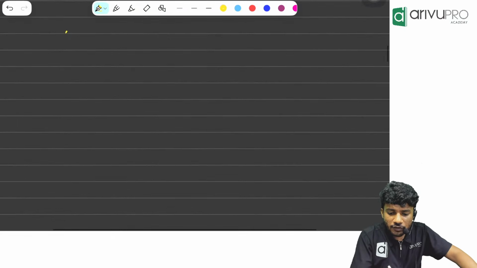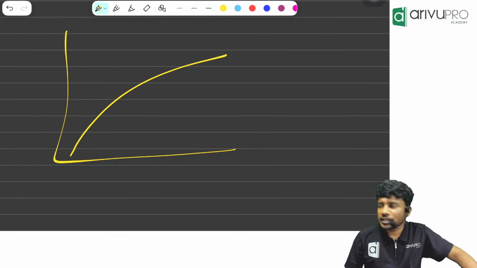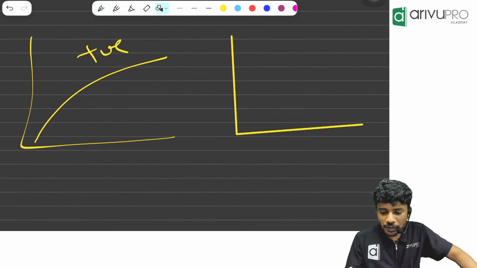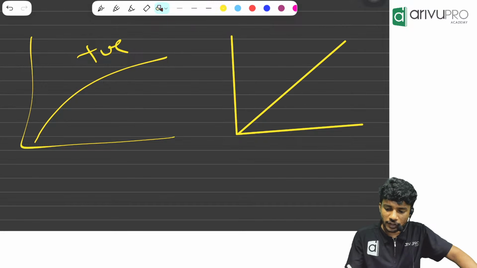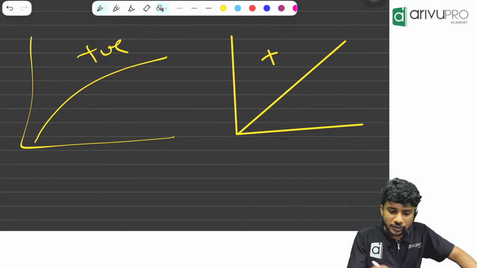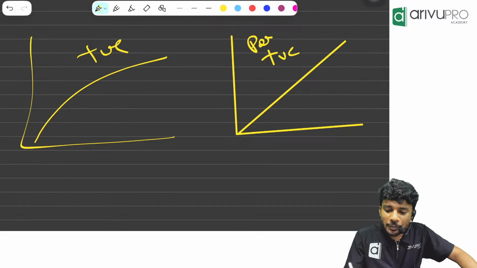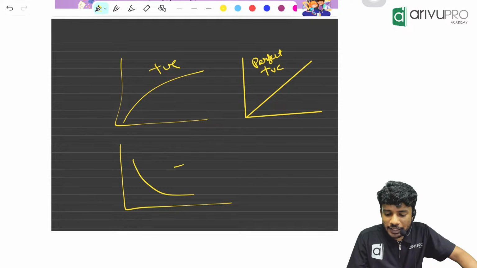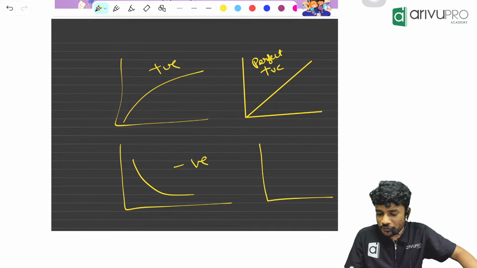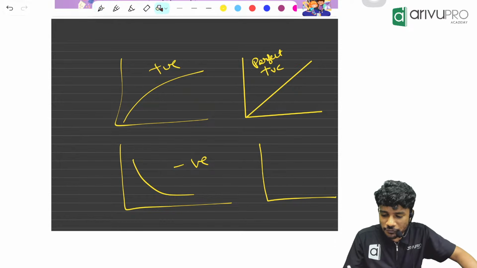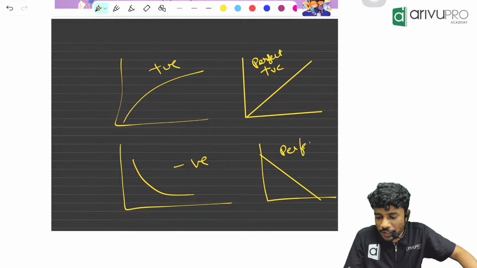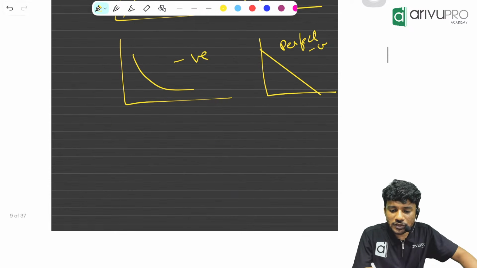Now, whenever the graph is from lower left to upper right, what type of correlation is it, people? Positive correlation. What if the graph is a straight line from lower left to upper right? Yes, it is positive itself, but what positive? Perfect positive. Then, what if the graph is from upper left to lower right? Negative correlation. Then what if the graph is a straight line from upper left to lower right? What type of correlation, people? Perfect negative correlation.